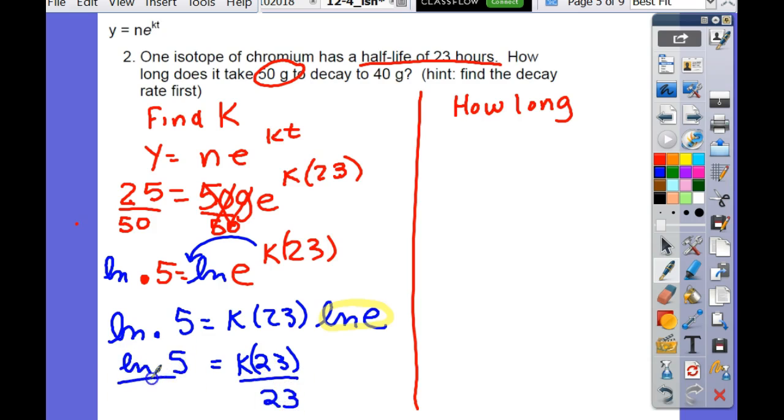To solve that, I divide both sides by 23. So I'm going to take my calculator and do log base e, natural log of 0.5 divided by 23. k is negative 0.03014.